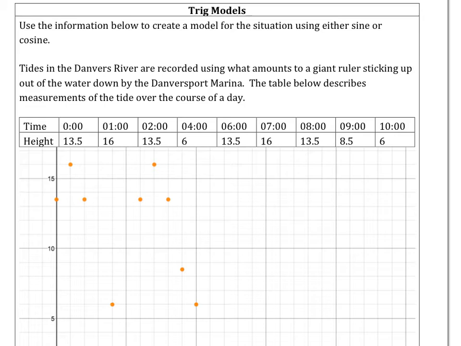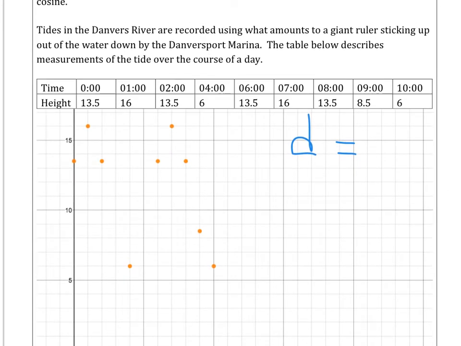Here we're looking at trig models. I've got to start by finding my different parameters to write a sine or cosine equation for this. First up, I might find the midline. And to do that, I'm going to take the highest and lowest values. My highest value appears to be 16. My lowest value appears to be 6. If I divide the sum by 2, I get 11.